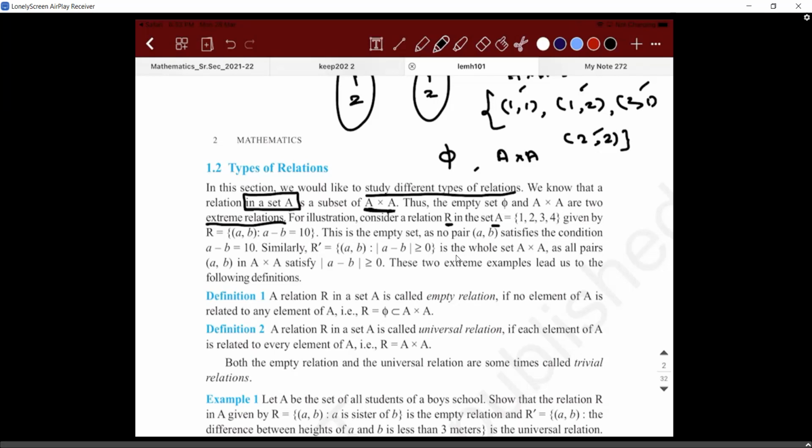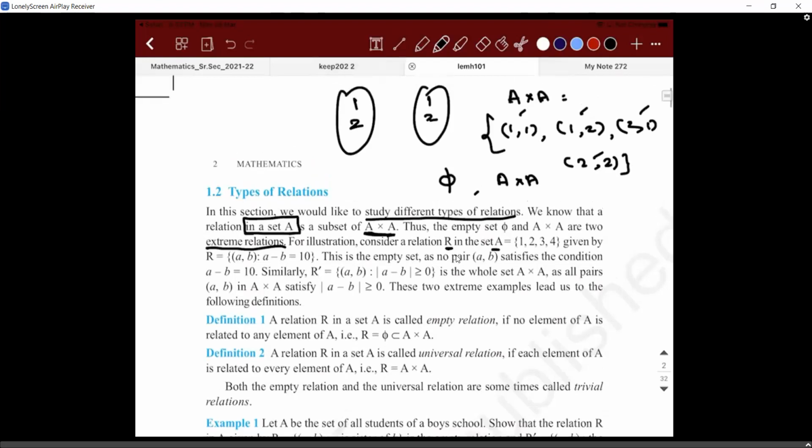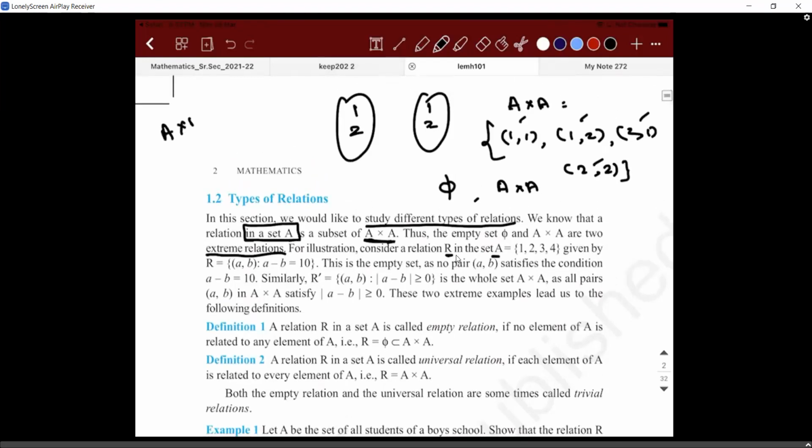So what will be the output of it? It's a null set. Means you can do Cartesian product, right? Cartesian product has no condition. By default, A cross A takes that set and multiplies it with itself. Multiply in the sense, collect all the elements.